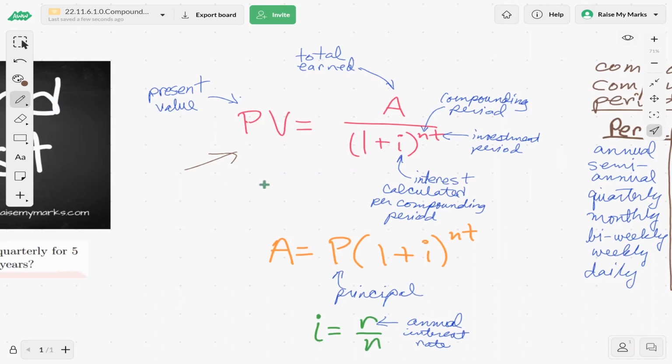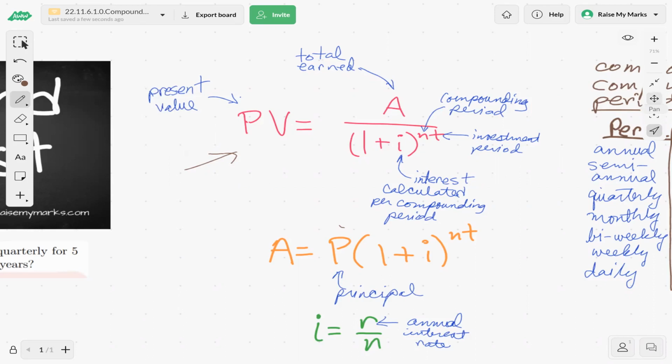The idea here is that we have some money that we want to invest. That would be our present value. No, not our present value. That's our principal. Sorry, that's our principal. Our present value depends on our present moment. So the total earned is A after whatever period of time. I is our interest calculated per compounding period.